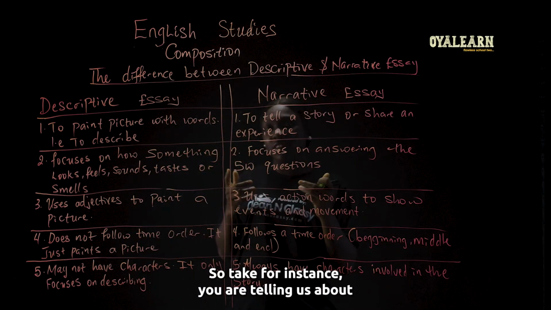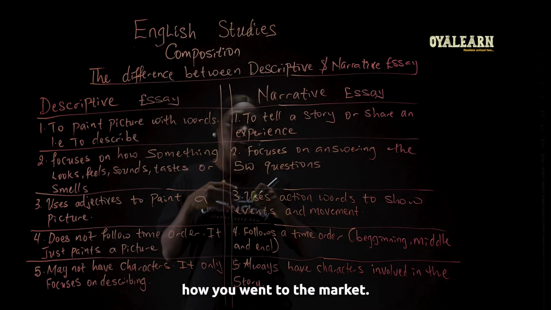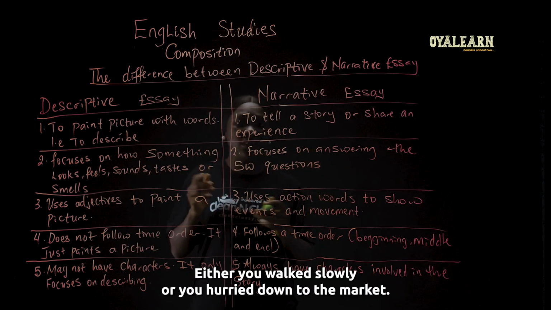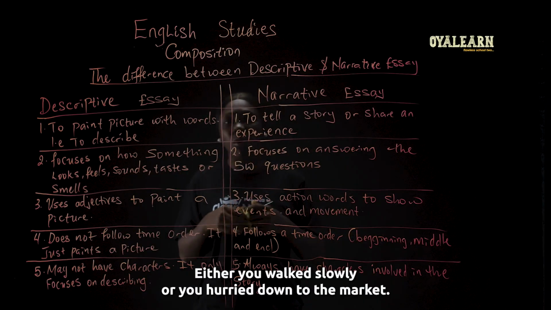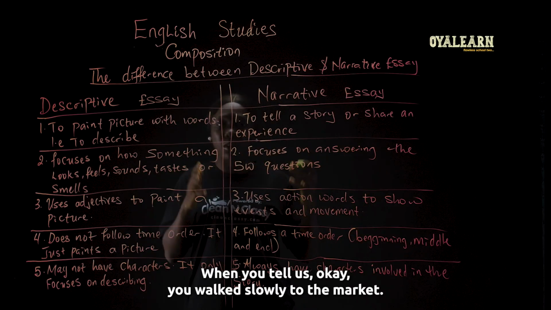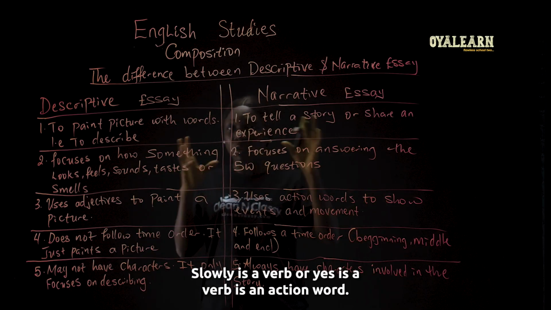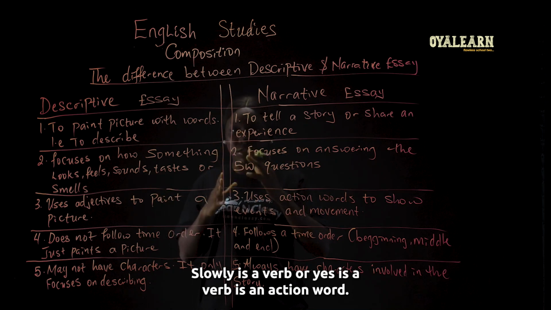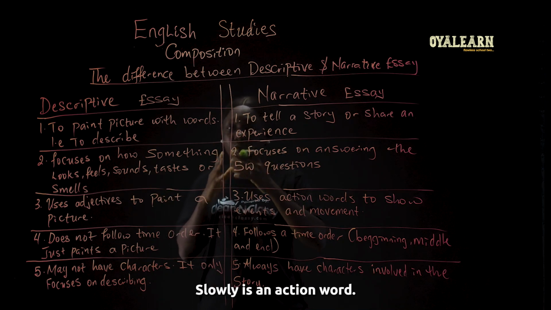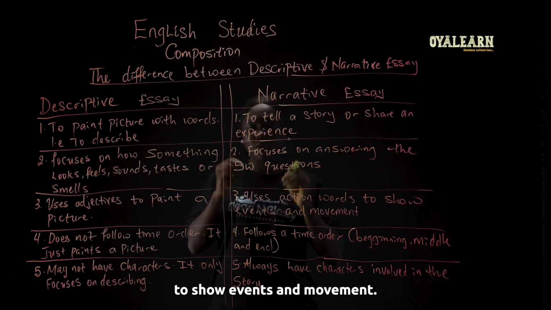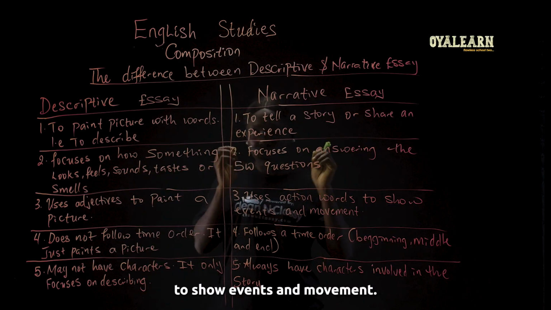So take for instance, you are telling us about how you went to the market. You have to tell us your movement. Either you walked slowly or you hurried down to the market. So when you tell us, okay, you walked slowly to the market, slowly is a verb. Oh yes, it is a verb. This is an action word. Slowly is an action word. So narrative essay uses action words to show event and movement.